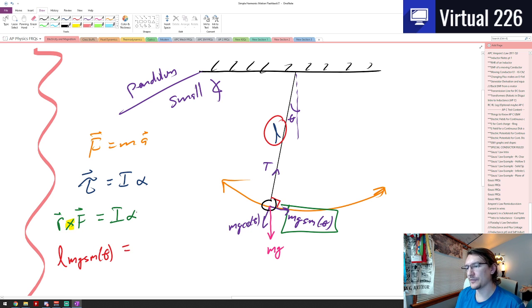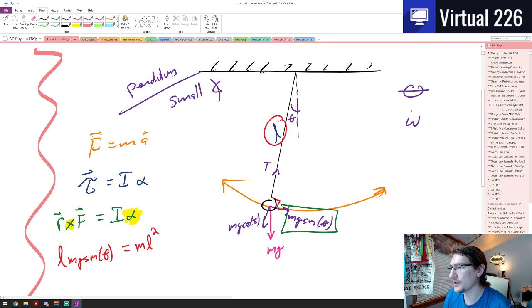When I set this equal to I alpha, well, for a point mass at some distance away, that's just mr squared. And our r value being L, it's just going to be ml squared. The real kicker here in the physics intuition is that I don't want to put the term alpha. Alpha is an angular acceleration. How did we get it? Well, we started from an angular position. We then went to an angular velocity. And then we went to an angular acceleration, which means that I can write angular acceleration as the second derivative of the position. So I'm going to write this as theta double dot.